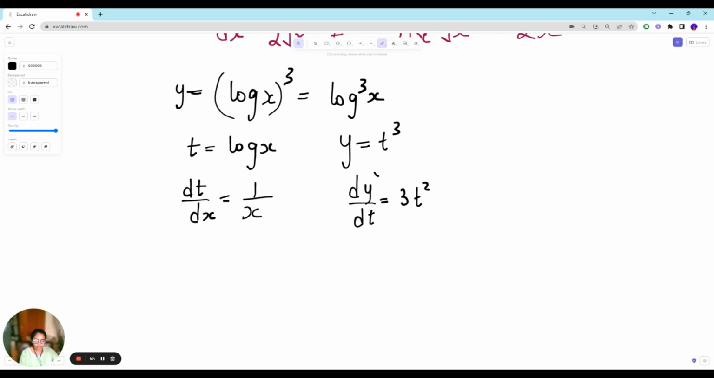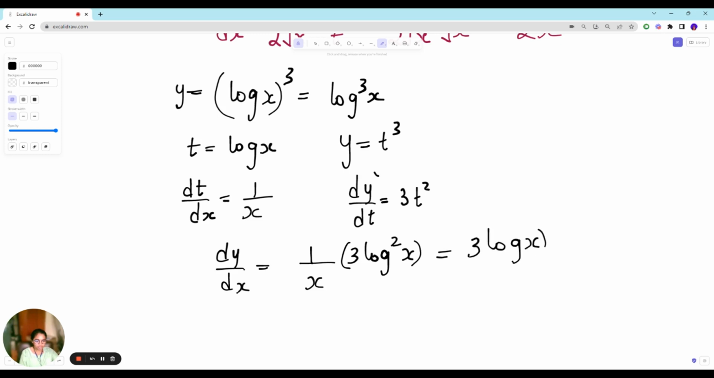Now, what should I do? I should write it as a product to find dy by dx. That is 1 divided by x into 3 log square x. Why? Because it is t square, and in place of t, I have log x. Correct? So the final answer is 3 log x the whole square, or log square x, anything is correct, divided by x.